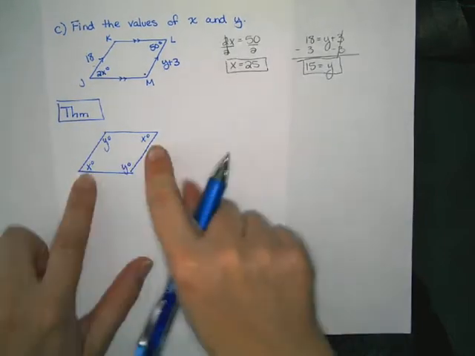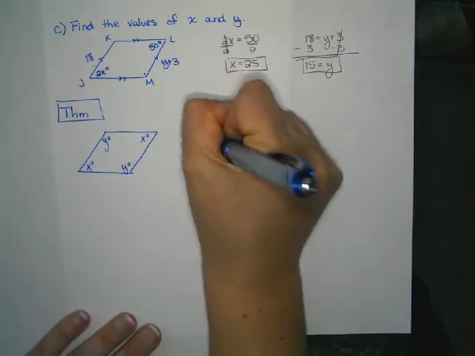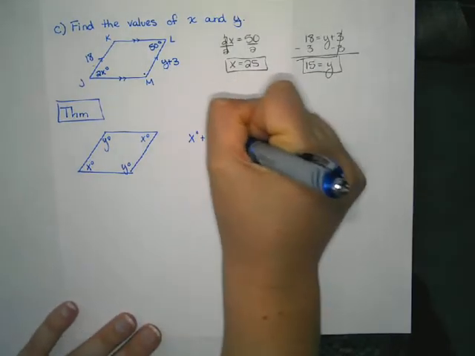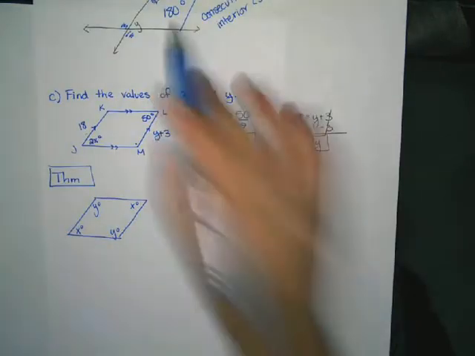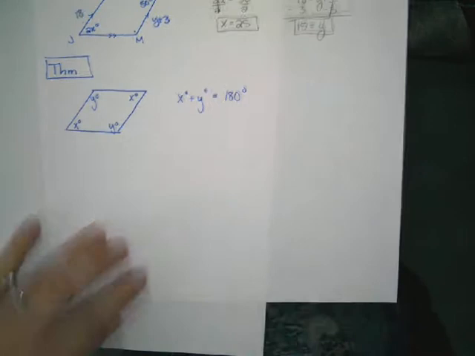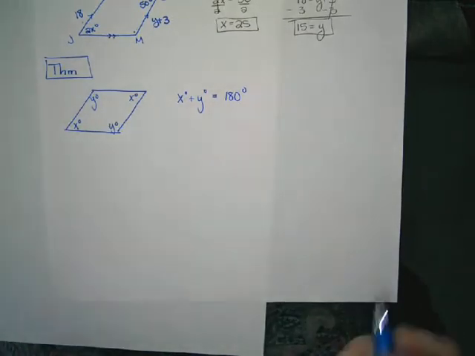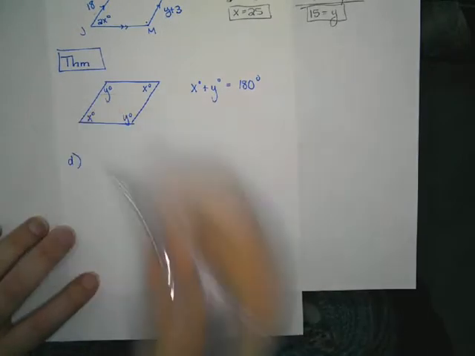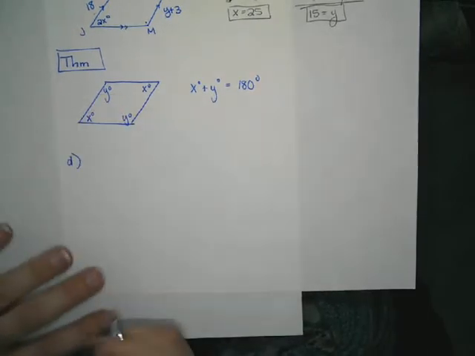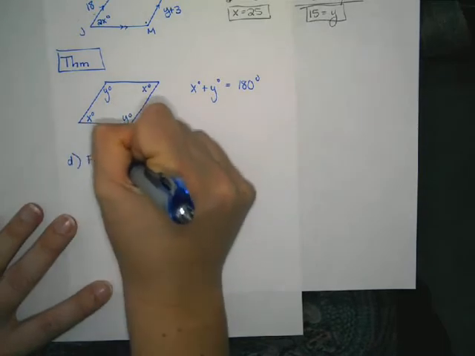So I've actually been challenging you to do this all along, but let's amp it up a little bit. Letter D. This will be the last of your examples. Find the indicated measures in parallelogram JKLM.